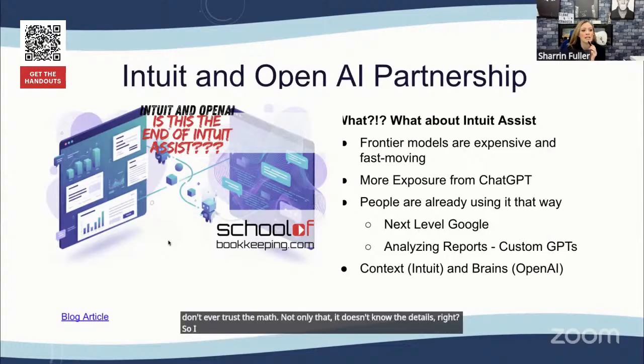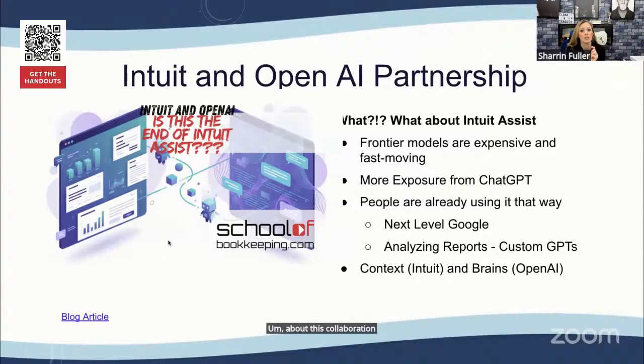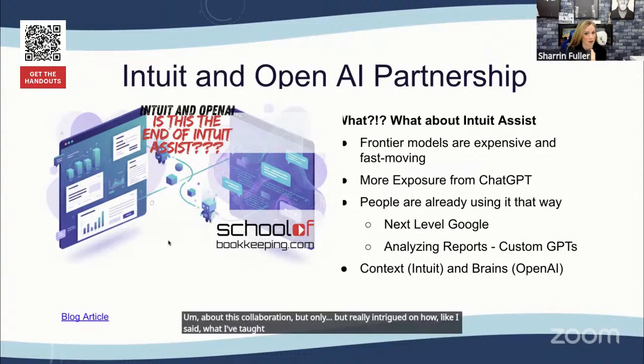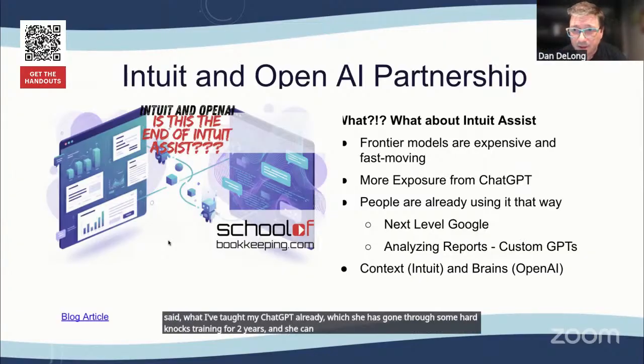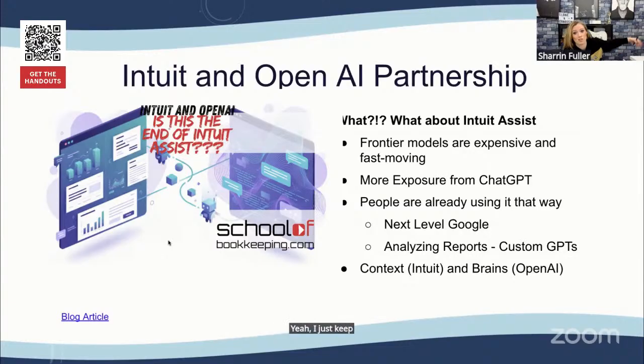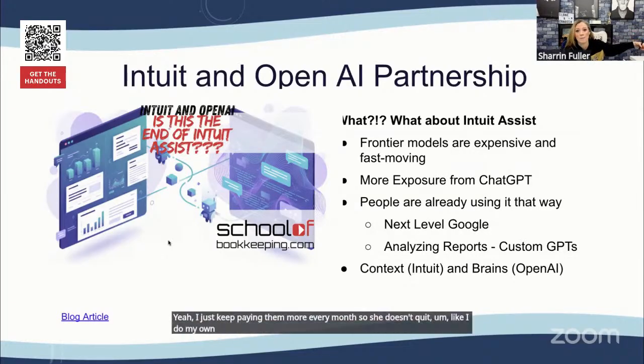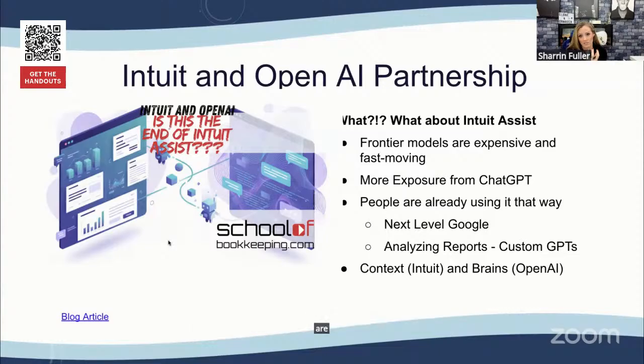So I am very intrigued, I think is the right word, about this collaboration, but really intrigued on how, like I said, what I have taught my ChatGPT already, which has gone through some hard knocks training for two years. She's already gone through the Sharon Gauntlet. I just keep paying them more every month so she doesn't quit, like I do my own employees. But I'm wondering how that collaboration is going to work. And I think that's the only thing that's really going to make this successful, in my opinion, is if we are able to keep what we've already developed, this relationship with our software, which if you haven't, do it.